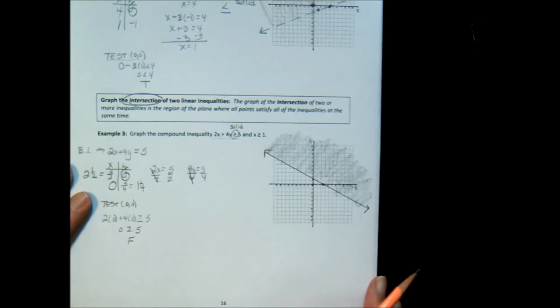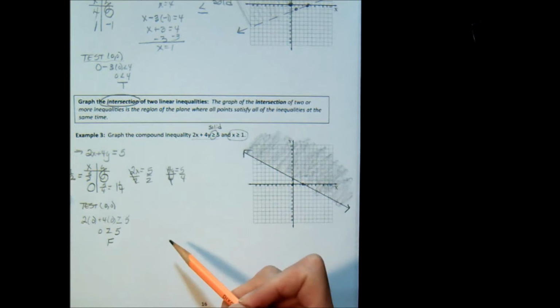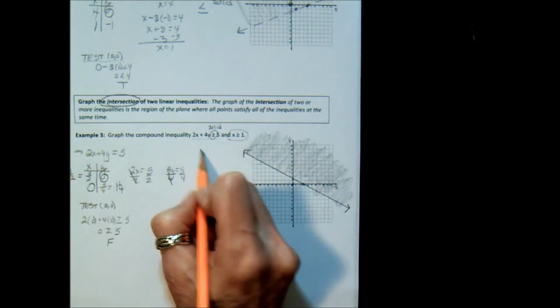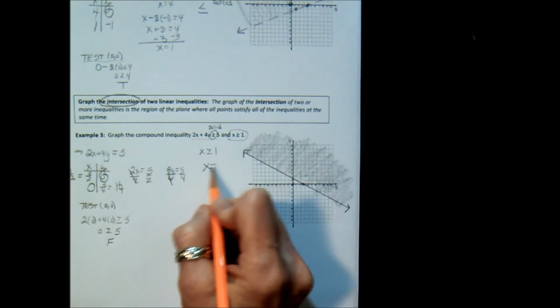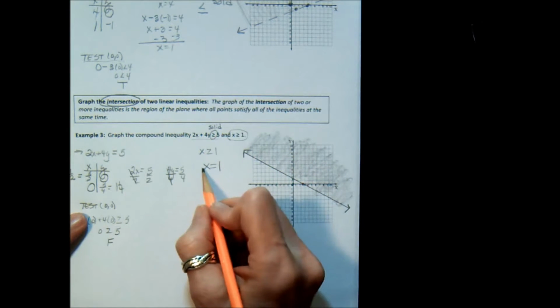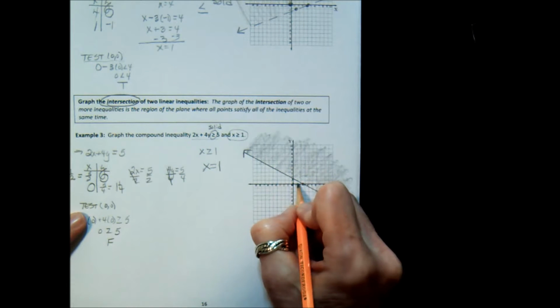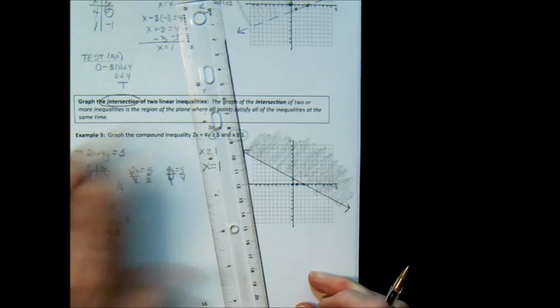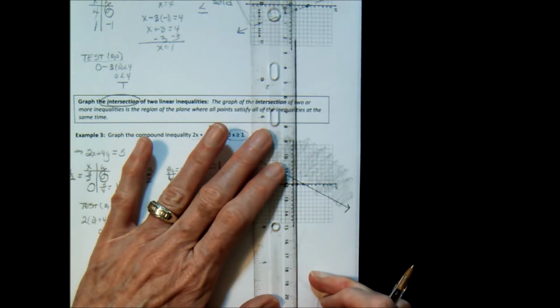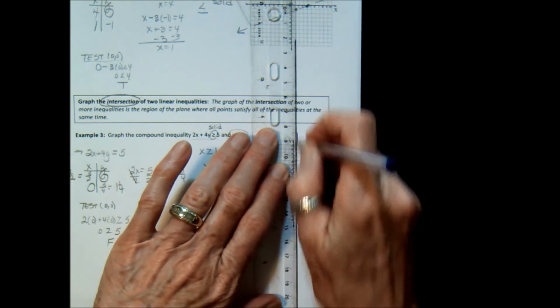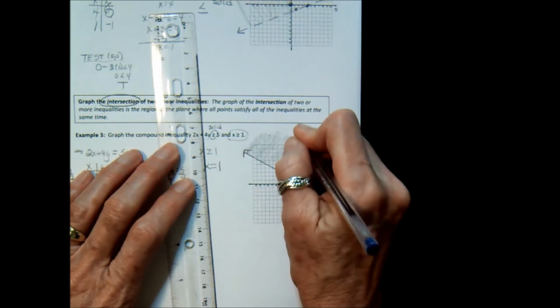Now, on the same coordinate plane, we're going to do our second inequality. X is greater than or equal to 1. Its boundary line is just x equals 1. And I know that x equals is a vertical line passing through 1. Let's do that in a different color. So I know that the graph of that line, because it's an or equal, is going to be a solid vertical line passing through x equals 1.